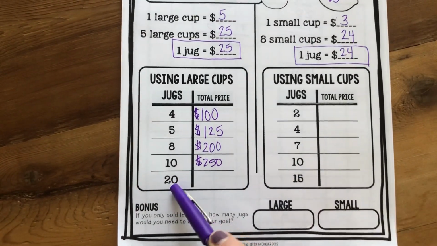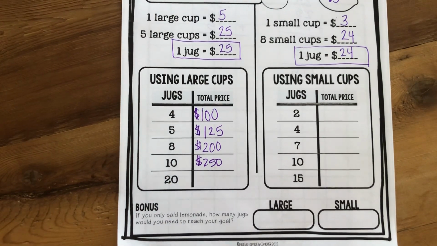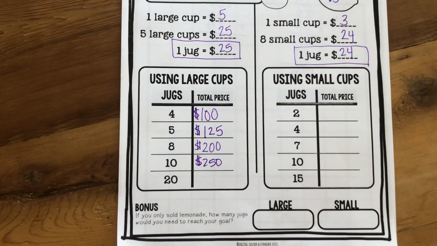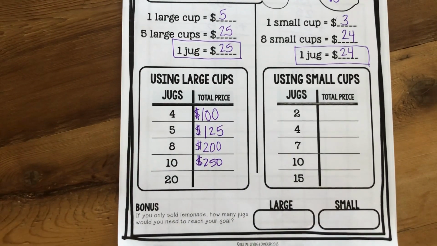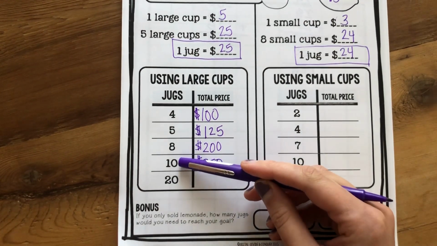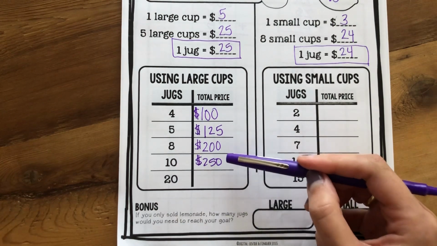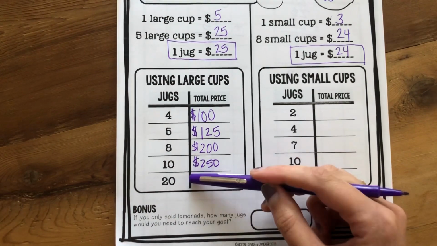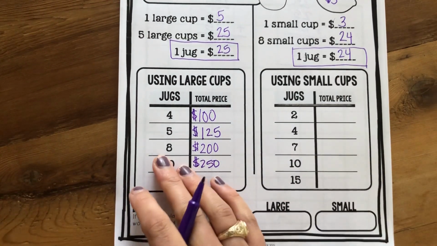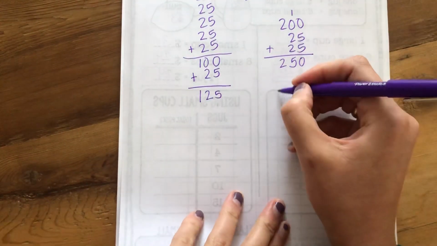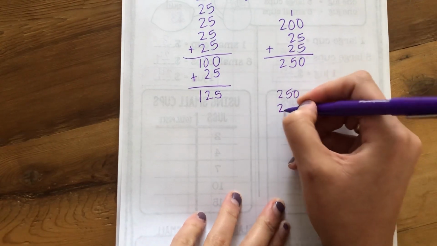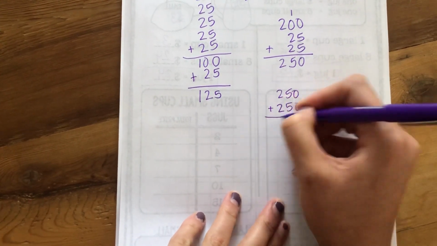Now I have 20 jugs. You may say, Ms. Hargrove, I am not adding 25 20 times. And I'm gonna say, you don't have to, because what do I know about 10 and 20? I know that if I double 10, I'm gonna get 20. So if I double 250, I'm gonna get this answer right here. But you may say, Ms. Hargrove, I don't know how to double 250. Well, guess what I'm gonna tell you. Just add it twice. That's all you're doing when you're doubling, right? You're adding the same thing to itself.